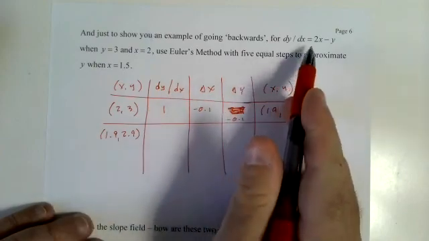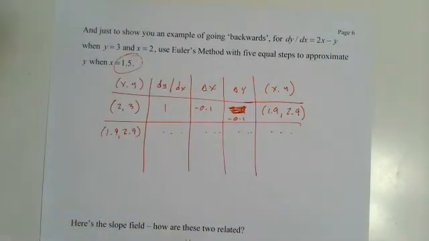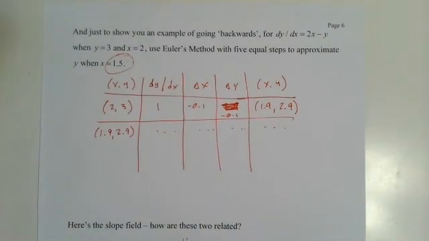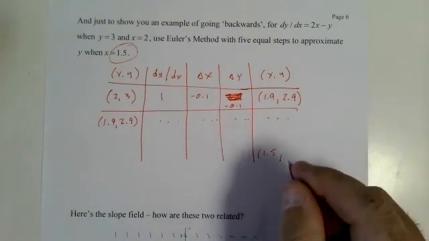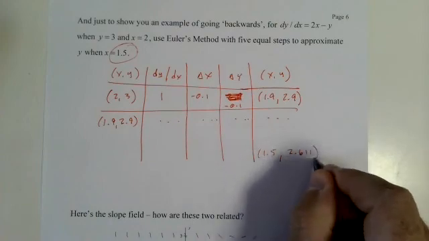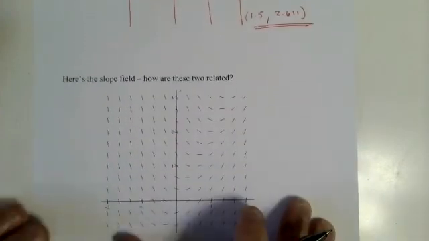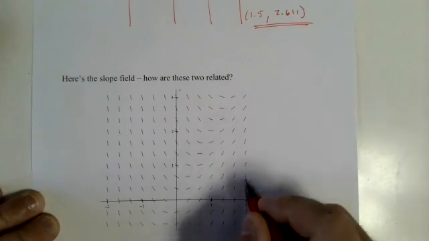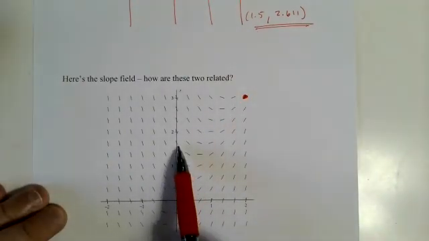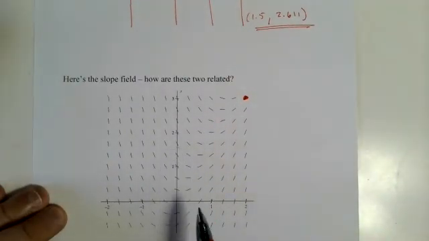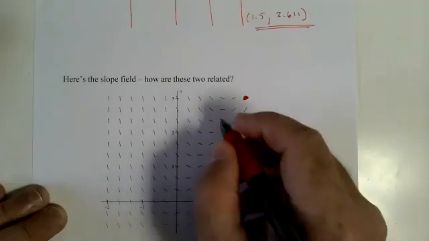Next line, (1.9, 2.9). dy/dx, until you get down to 1.5, right? So I actually did all this. And when you get down to 1.5, you get 1.5, comma, 2.611. And how is that connected to the slope field? The point we started at was (2, 3). And we go to 1.5, and we got about 2.6 about here.